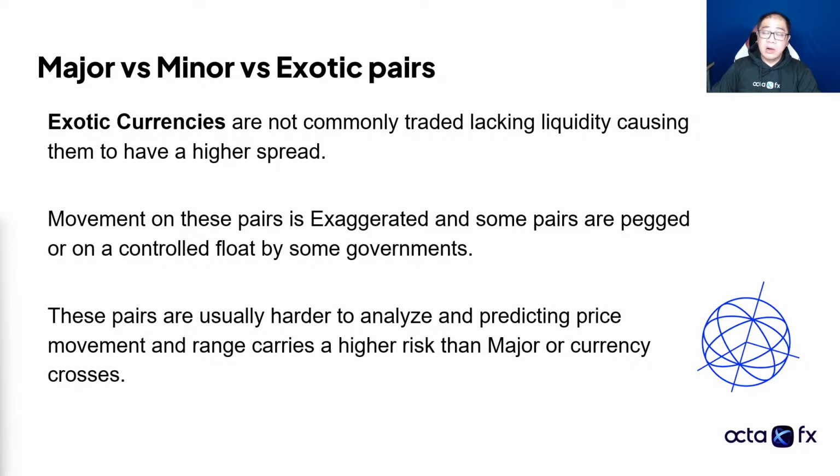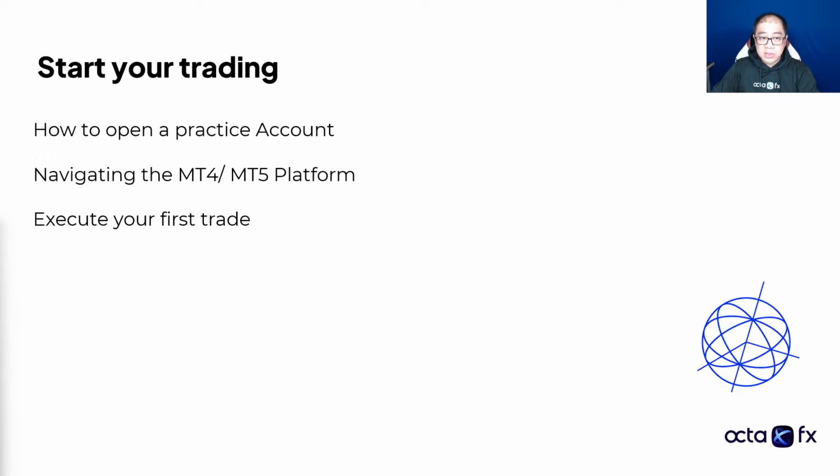Exotic currencies are not commonly traded, lacking liquidity, causing them to have a higher spread. In fact, there are not many exotic currencies actually being offered. So movement on these pairs is exaggerated, and some pairs are pegged or on a controlled float by the government. These pairs are usually harder to analyze, and predicting price movement and range carries a higher risk than majors or currency crosses.